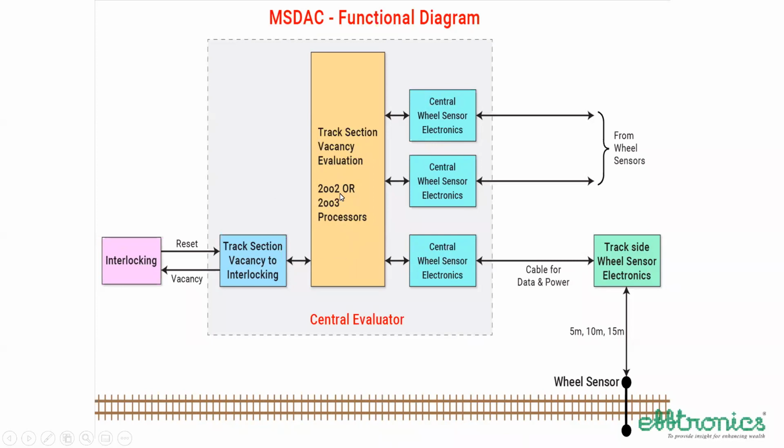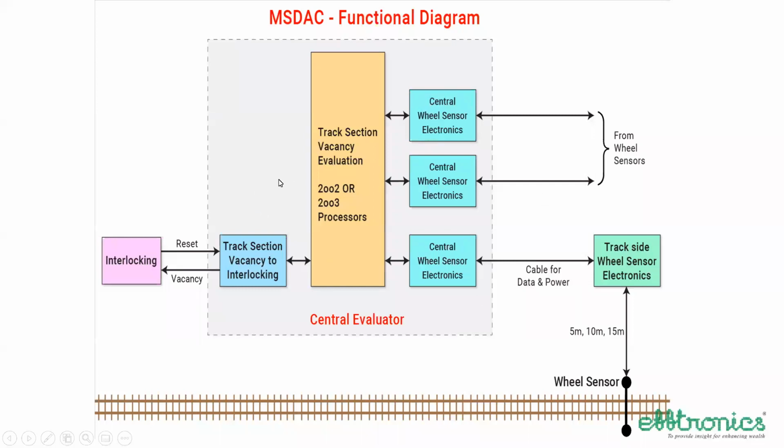Based on the condition of the wheel counts, track section vacancy is detected and it sends a message or a packet data form to the output. And the output card can create a potential free contact, which is fed to the interlocking system. So this is one way of understanding.